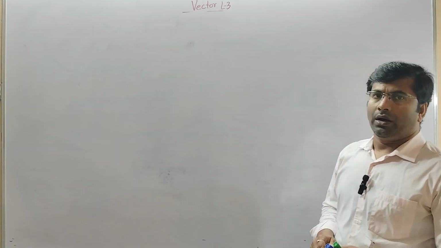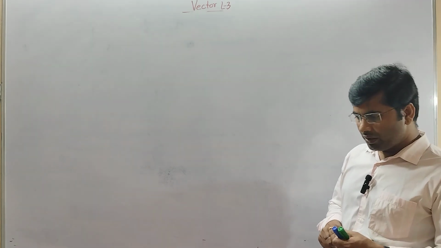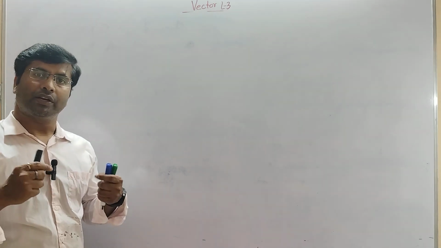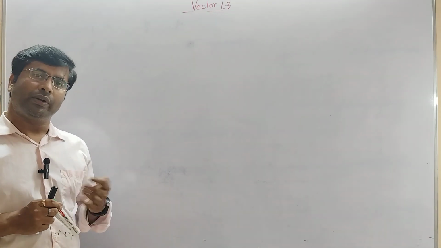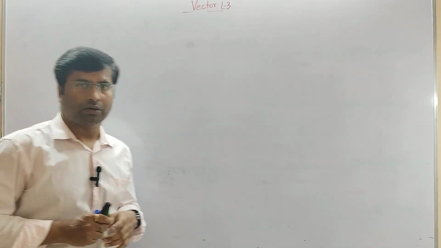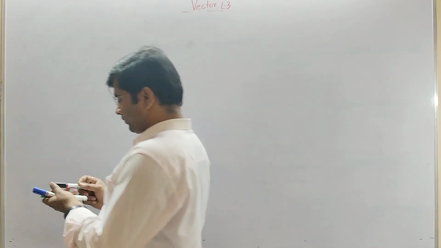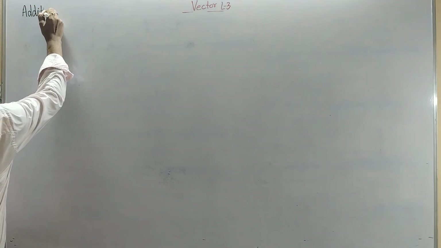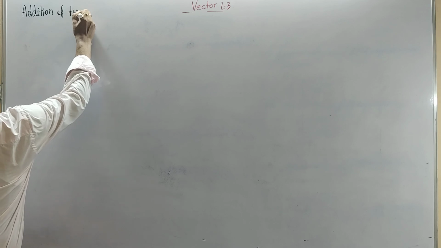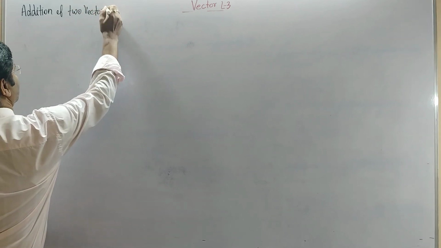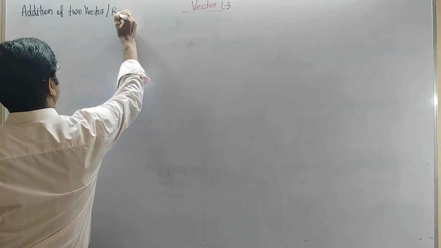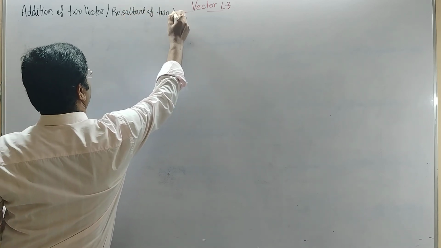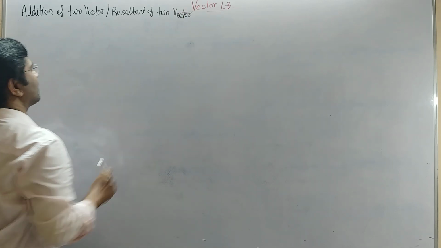Hello everyone. In today's lecture, we are going to learn about addition of vector. It means if two vectors are acting at a point, then how to calculate the resultant of both vectors. This addition of two vectors is also known as the resultant of two vectors.